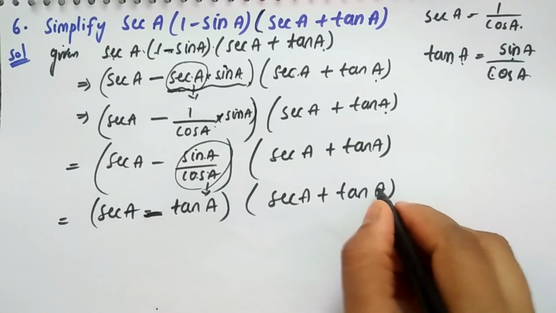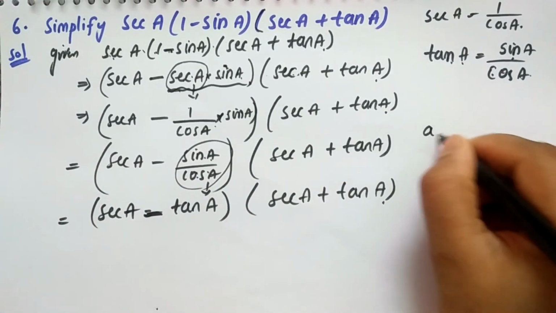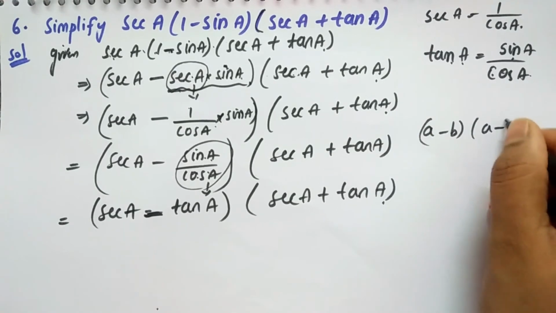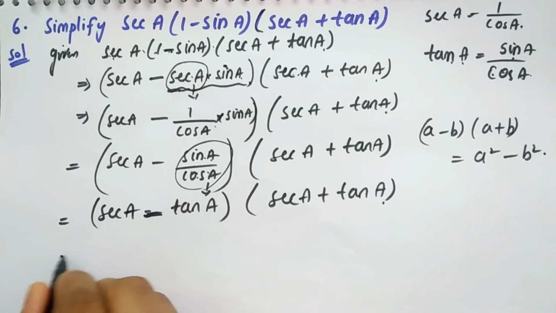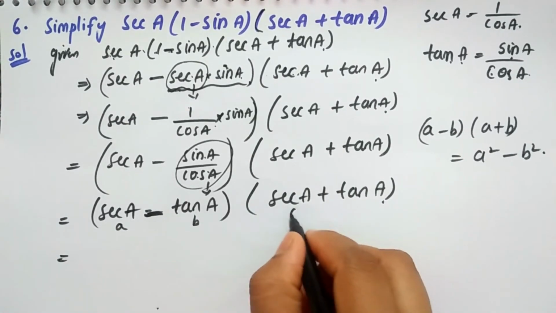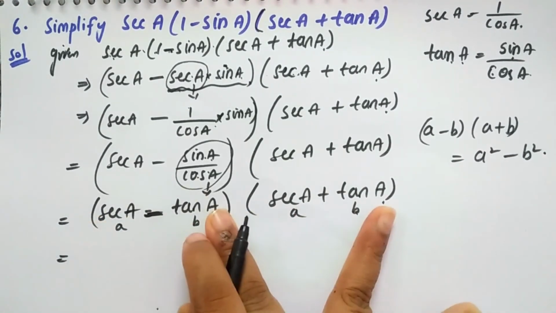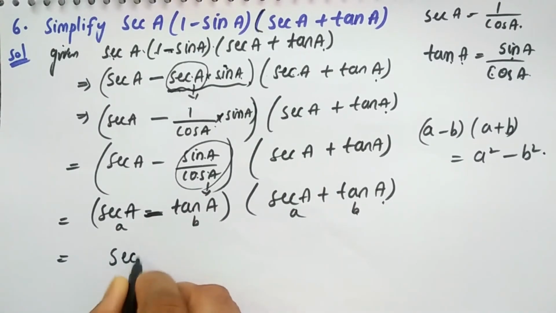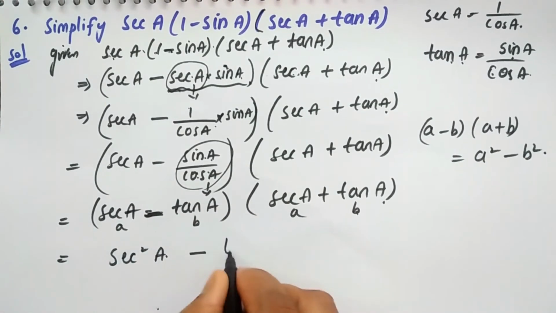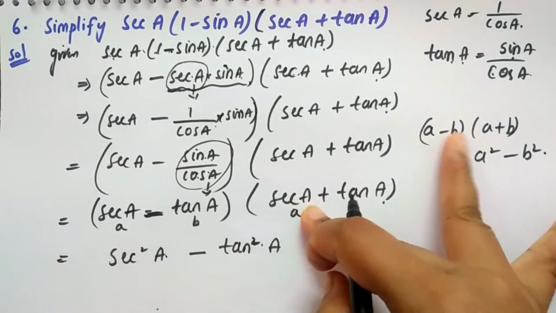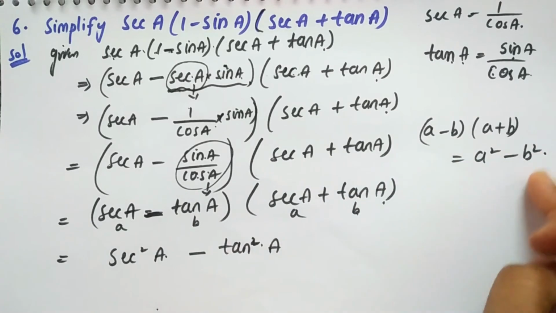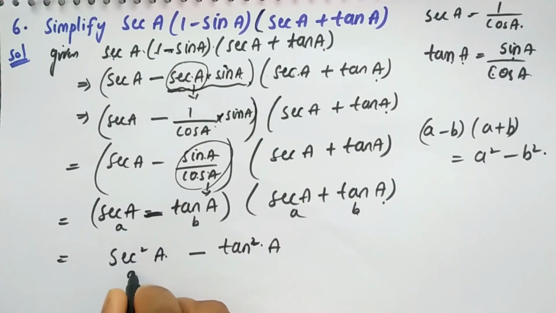Seeing this, aren't you getting an idea of an identity, that is A minus B into A plus B, which is equal to A square minus B square? Yes. So this is A, this is B. Okay, A and B, same things, right? So it is nothing but secant square A minus tan square A, right? See, plus and minus, A square minus B square. Simple.